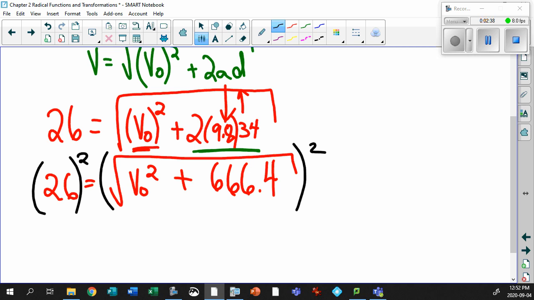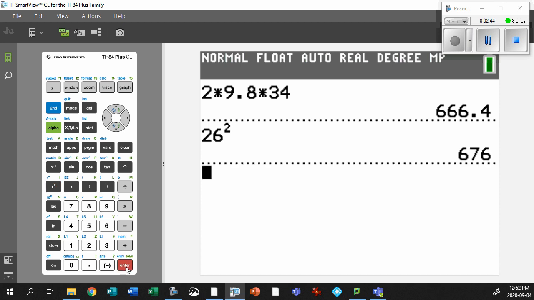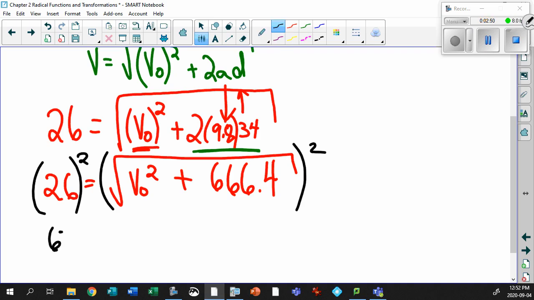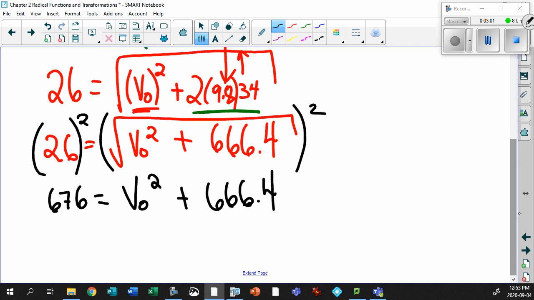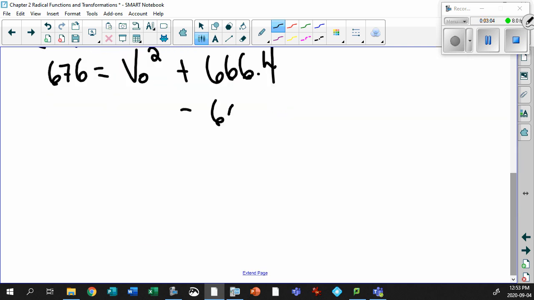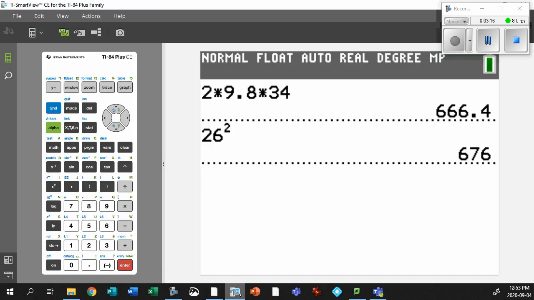Let's go back to our calculator here, and let's go 26 squared and see what we get. 26 squared works out to be 676. Interesting. So this is 676 equals V naught squared plus 666.4. Now simple algebra from this point on means subtract 666.4 from each side. There it is. That's gone. Go out to your calculator if you can't do this in your head and just enter this guy, subtract this guy up here.